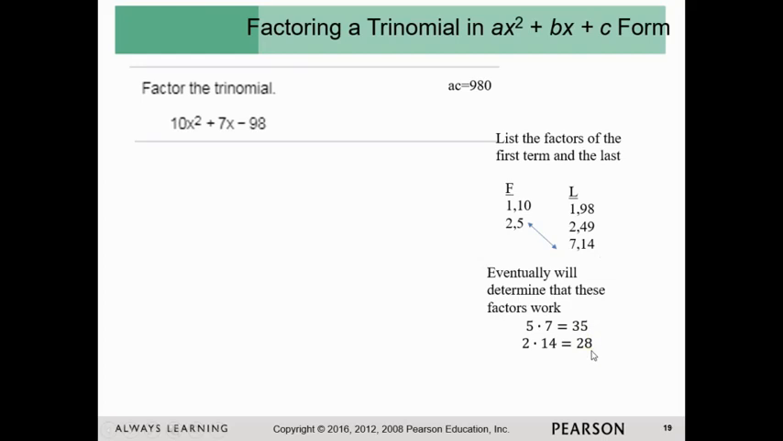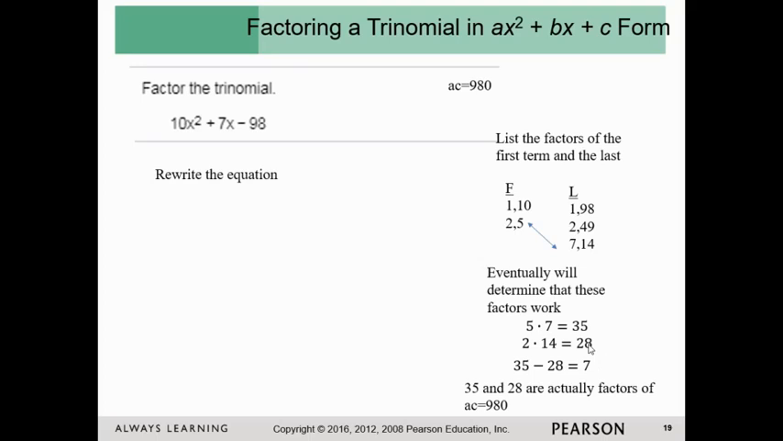So I could use the guess and check method and plug these in, but I'm going to tell you that you can go ahead and still use the AC method, because what we're looking at is 35 minus 28 is 7. And actually 35 and 28 are factors of AC. So what we've done is taken a little shortcut there to find the factors of AC.